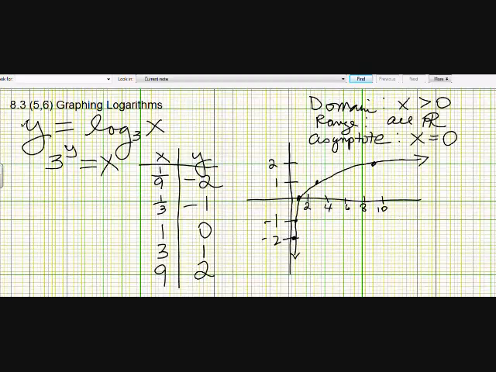Why is the asymptote x equals 0? Because my x's are going to get closer and closer to 0, but they're never going to get there. So what number could I take? Could I take 3 to some power? I got 3 to the y equals x. What power could I take 3 to and get 0?